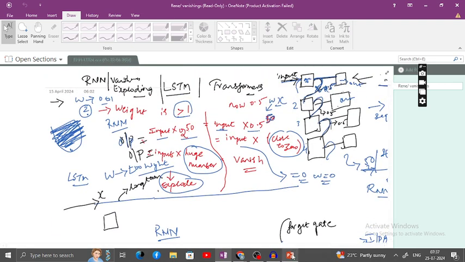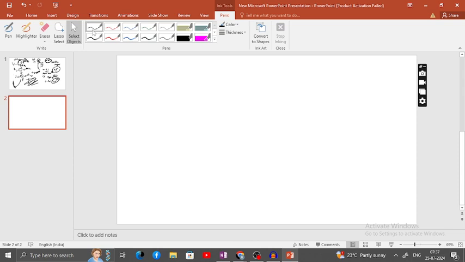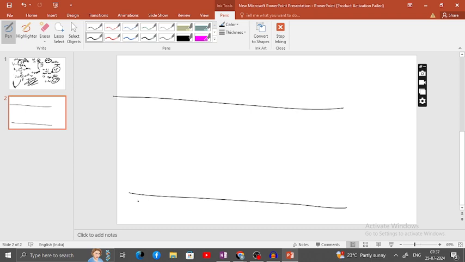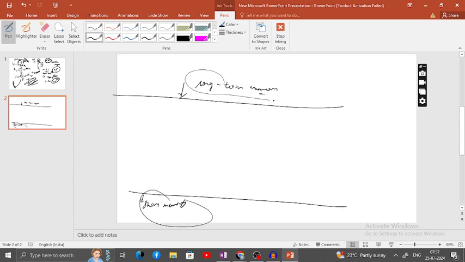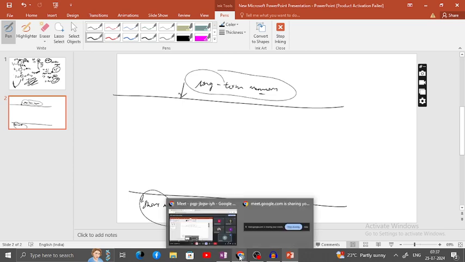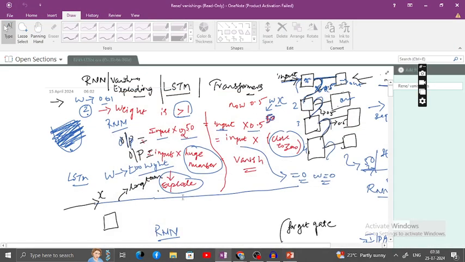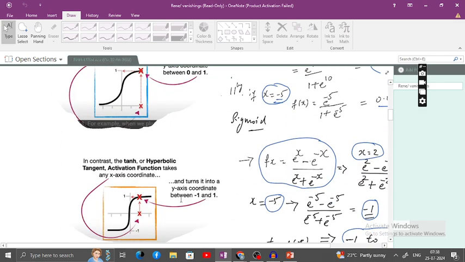In LSTM you have two lines, whatever I am drawing here. This is long term and this is short term. The one at the bottom is used for updating the short term memory, and the one at the top I will use to update the long term memory. There is a balancing act you need to do for both. Short term memory means what I said yesterday, long term memory means what I said one week ago. Both have some value, both you need to remember, because that is how LSTM is going to work.